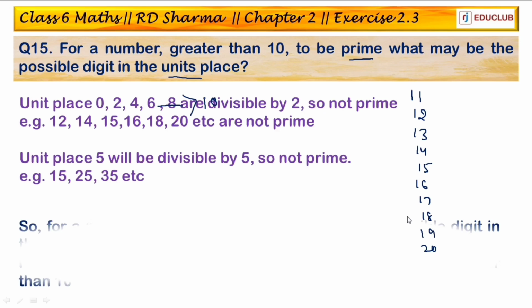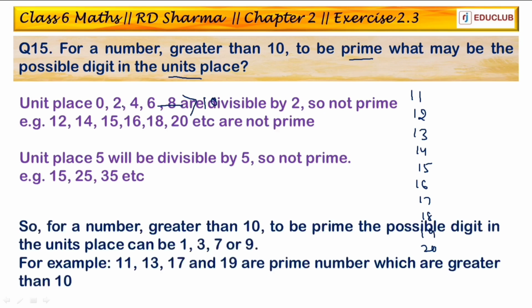Now let us see. If the unit digit is 0, 2, 4, 6, 8, the numbers are divisible by 2, so these are not prime numbers, because they have more than two factors. 12 will not be a prime number, nor 14, 16, 18 and 20. Now let us see 5. A number ending in 5 is divisible by 5, so this is also not a prime number. So 15, 25, 35 and so on are also not prime numbers. So for a number greater than 10 to be prime, these unit digits will not be there.